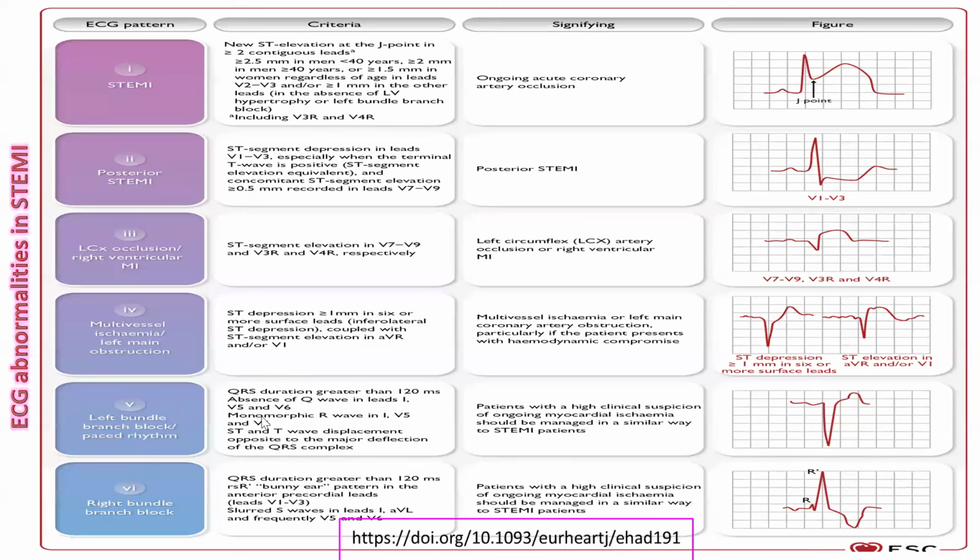Left bundle branch block, as we mentioned earlier, and right bundle branch block also have some difficulty in eliciting myocardial infarction, but it can be diagnosed most of the time.